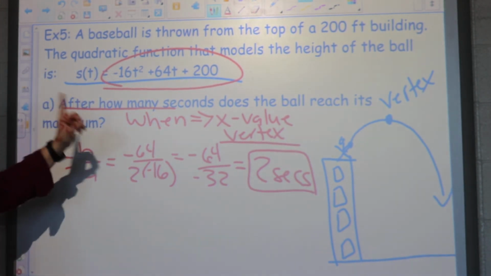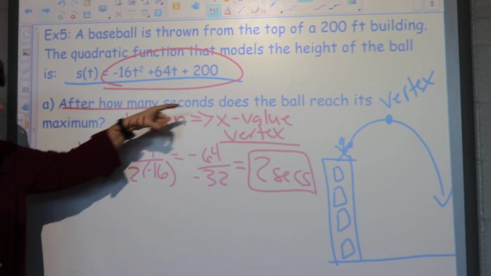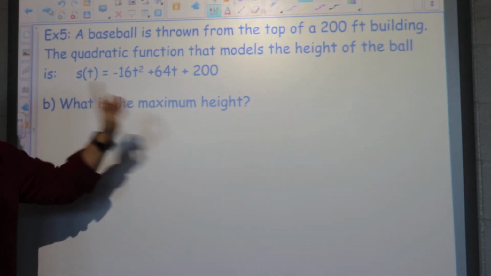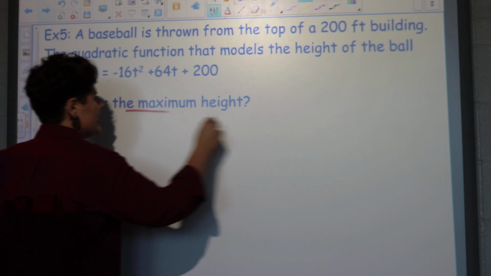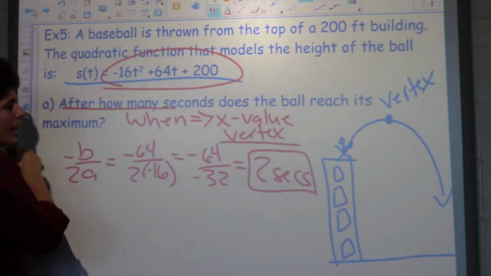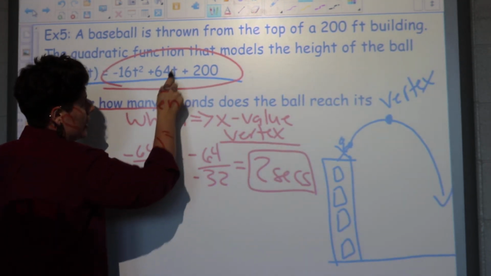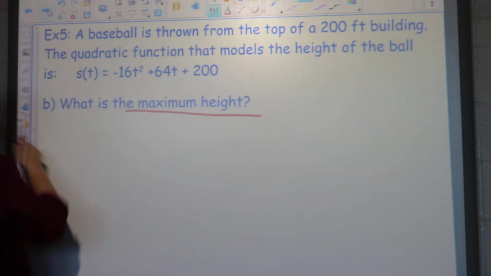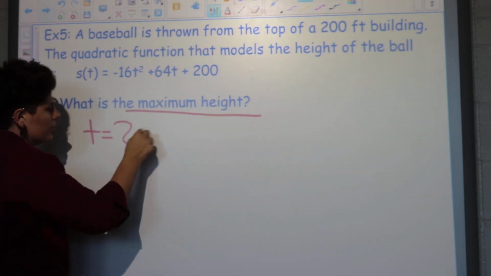Part A, when is the maximum height? When is your x value? Part B, what is the maximum height? So we know it happens at 2 seconds, and we're talking about t. That's our x because we're in terms of t in this equation. So we know it happens at t equals 2 seconds.